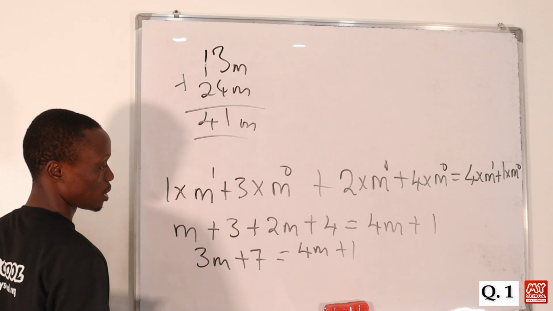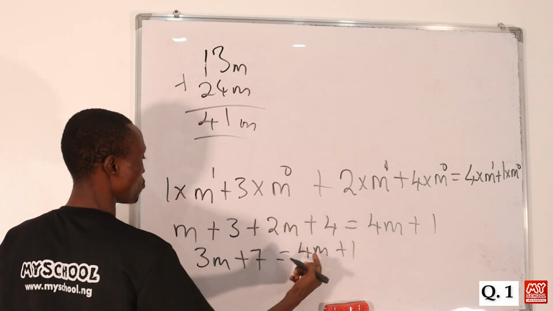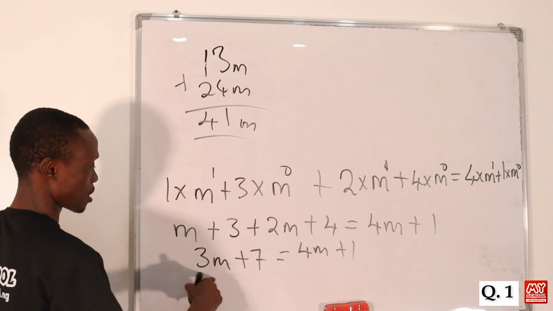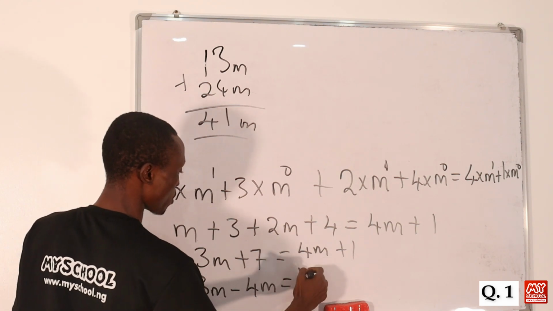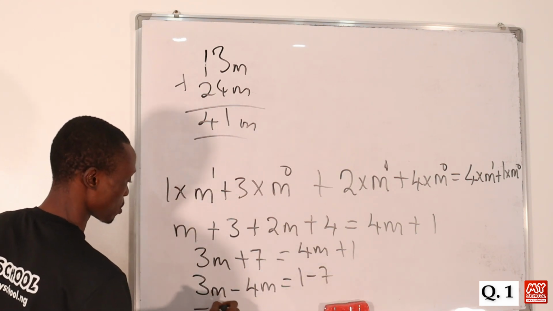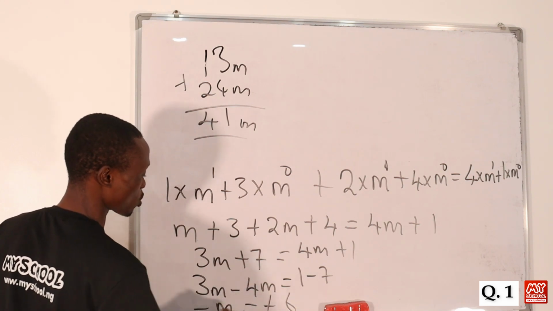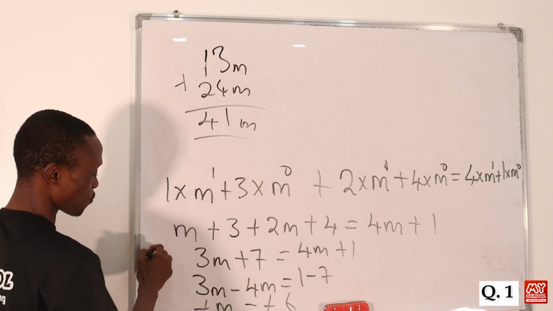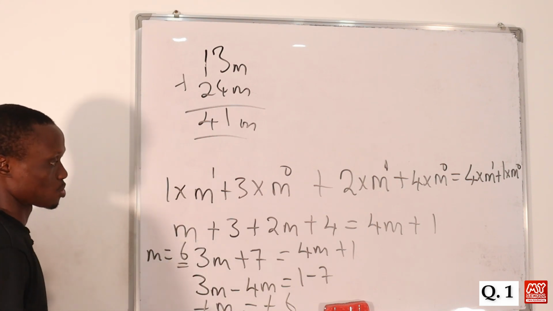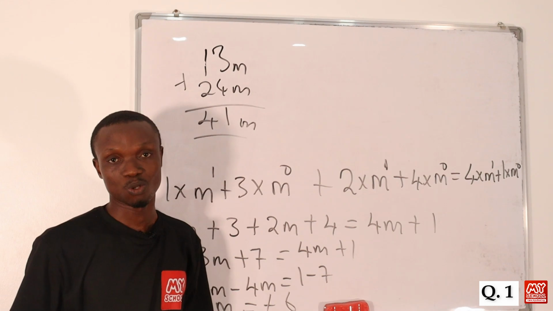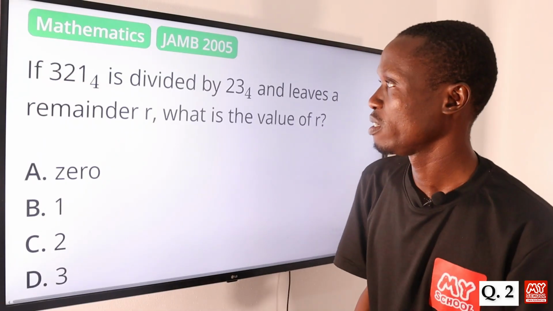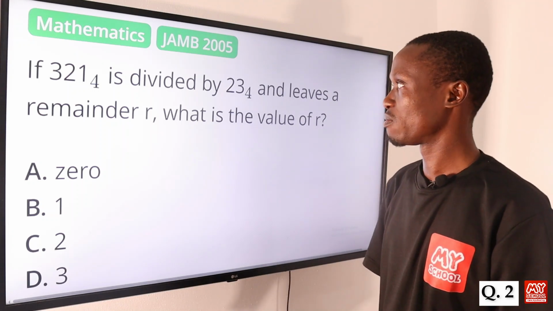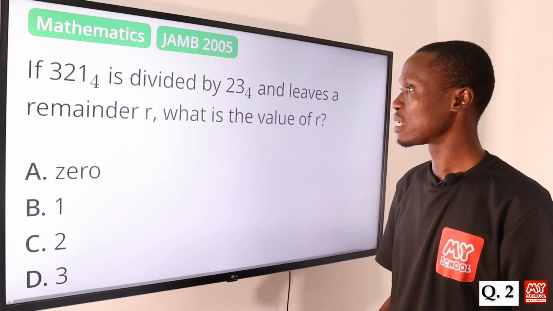Here we simply collect like terms. So we'll move 7 to this side, then bring 4 to our left hand side. So we'll be having 3m minus 4m is equal to 1 minus 7. So you'll be having minus m equal to minus 6. So we cancel the minus. So the value of m is actually equal to 6. So let's return back to the screen to pick the correct answer to this question, and that is option B, 6.